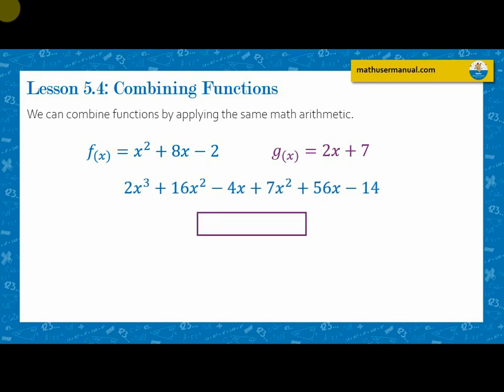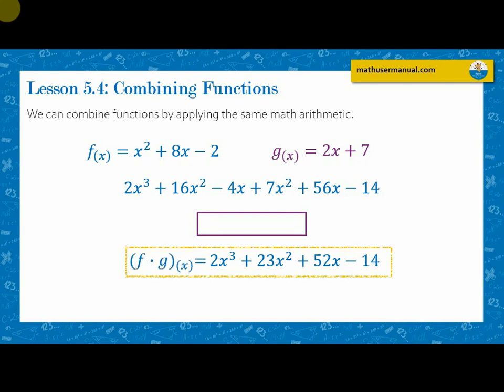And to combine like terms, we bring our calculations rectangle. We start with the 2x to the power of 3. There is only one x to the power of 3, so we don't combine it. We have a couple x squared, so we have to combine those two. 16 plus 7, that's equal to 23x squared. Now is the turn of the x's to the power of 1. Minus 4 plus 56, that's 52x. And finally, the negative 14. There is only one number without a letter, so we don't have to combine it with anything. That's it. So f times g of x is equal to 2x cubed plus 23x squared plus 52x minus 14.